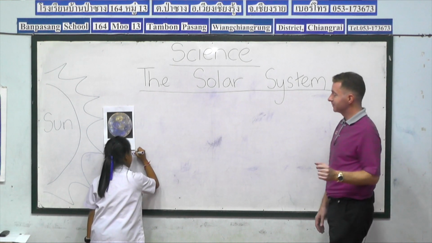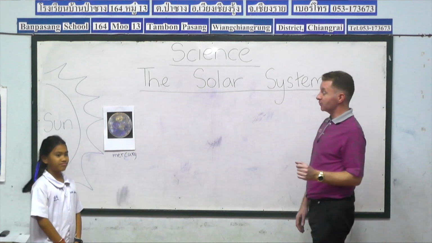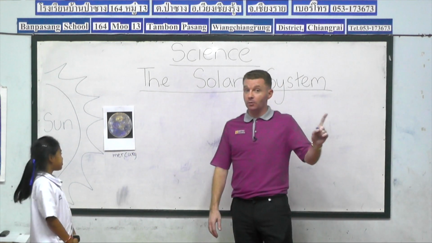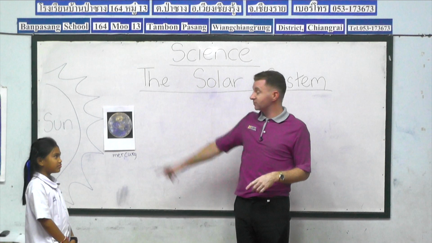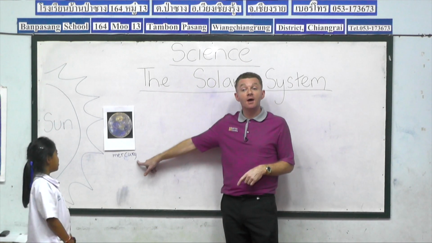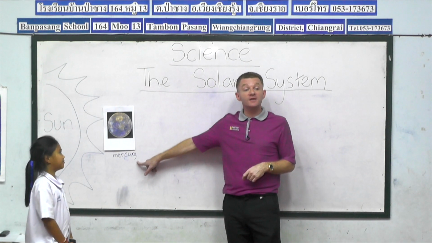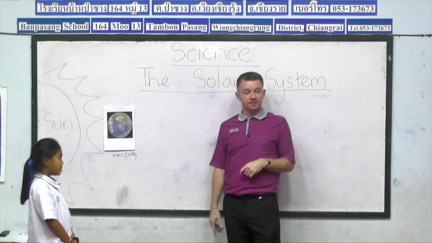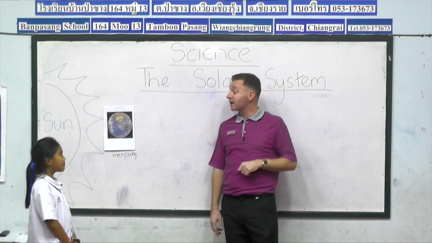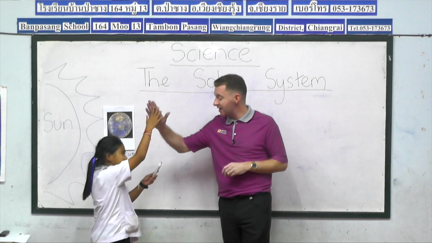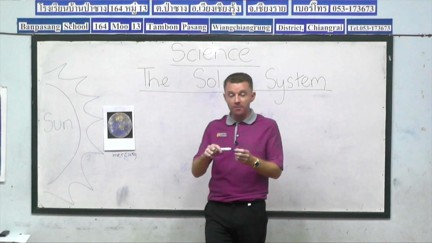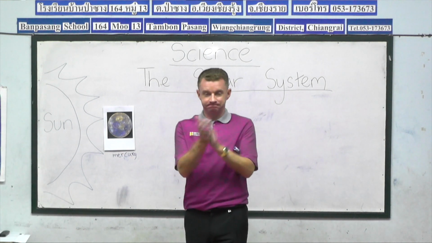M-E-R-C-U-R-Y. Excellent. So you can see the first planet in our solar system and the one closest to the sun is Mercury. All together, guys, Mercury. Yes, Pak Bung, that was brilliant. High five and a big round of applause for Pak Bung, please, guys.